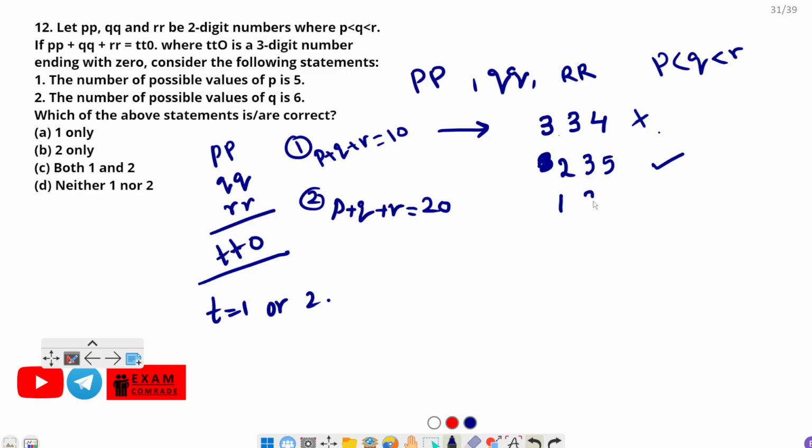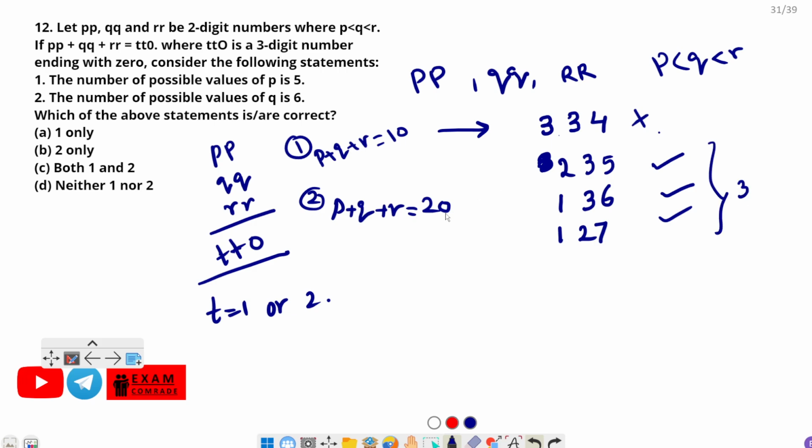Similarly we can go for 1, 3 and 6. We can also go for 1, 2 and 7. That is also possible. We cannot go for 1, 1, 8 because then p is equal to q. Let's try to increase the value. 3, 4 and 5 is not possible. So for p plus q plus r equal to 10, we have 3 possible values.